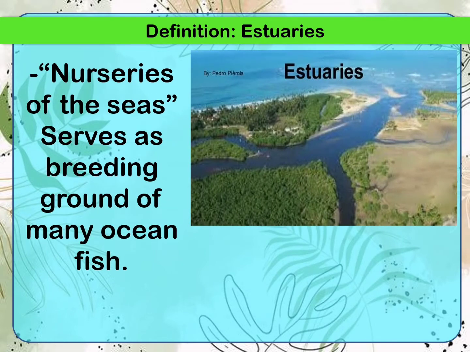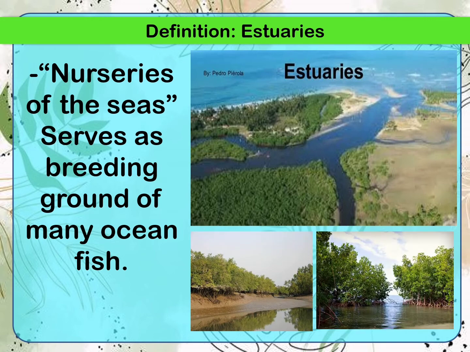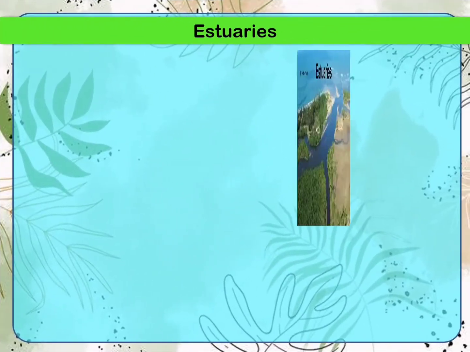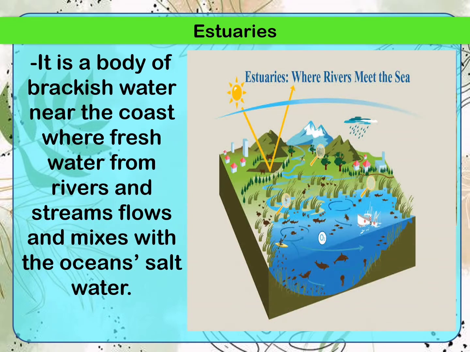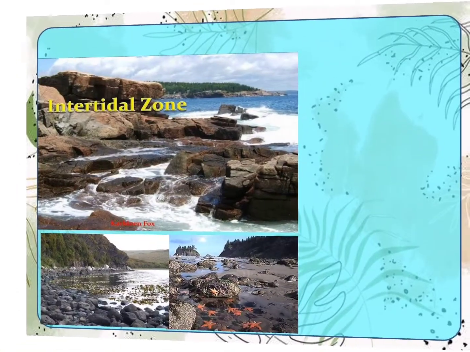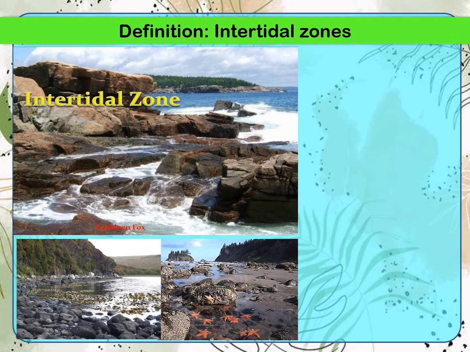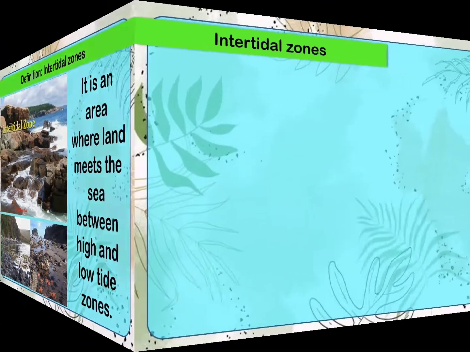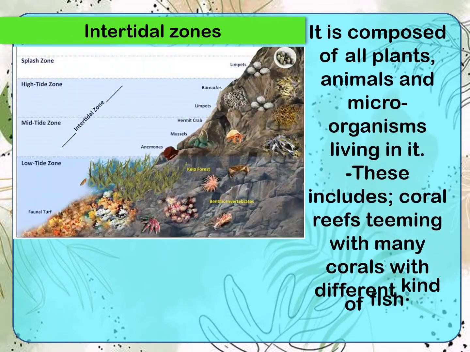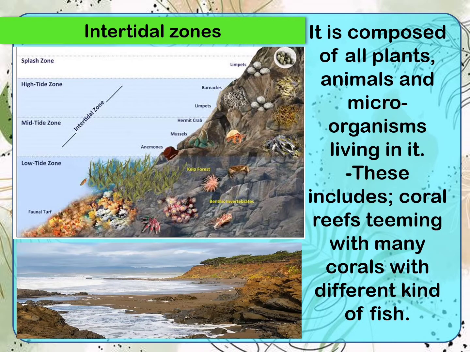Estuaries, nurseries of the seas, serves as breeding ground of many ocean fish. It is a body of brackish water near the coast where fresh water from rivers and streams flows and mixes with the ocean's salt water. Intertidal zone. It is an area where land meets the sea between high and low tide zones. It is composed of all plants, animals, and microorganisms living in it. This includes coral reefs teeming with many corals with different kinds of fish.